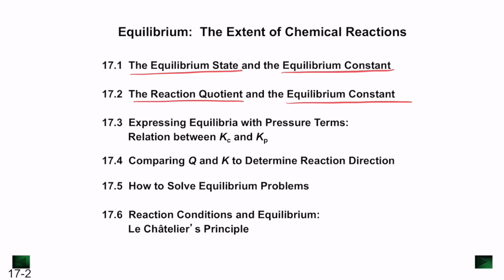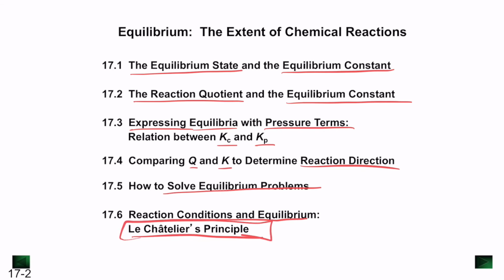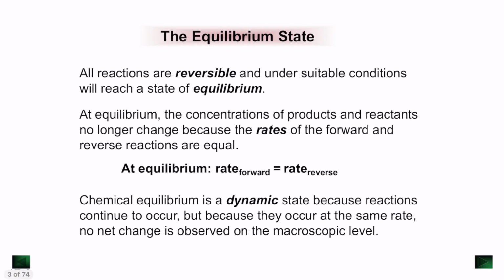the equilibrium constant. Next we talk about expressing equilibrium in terms of pressure, using Kc and Kp terms, which are the equilibrium constant for concentration and the equilibrium constant for pressure. Next you have comparing a reaction quotient and equilibrium constant to determine the reaction direction, and finally how to solve equilibrium problems, and we end the entire lecture by discussing how the reaction conditions affect the equilibrium, through Le Chatelier's principle. So let's start with the equilibrium state.